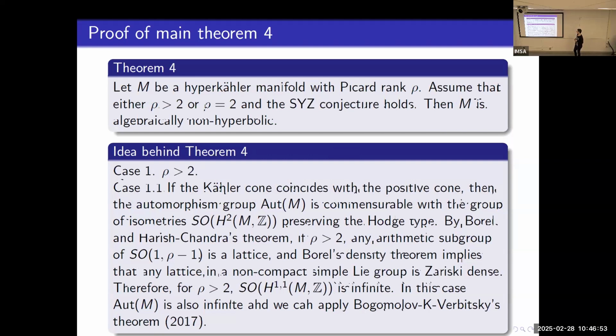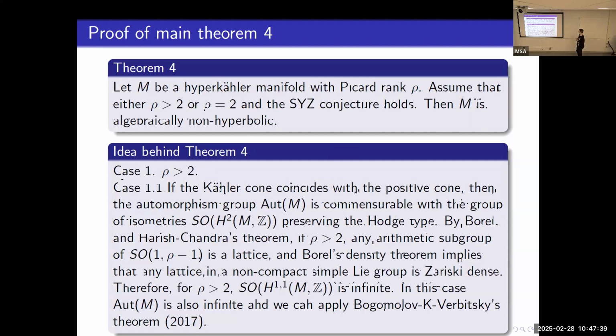If the Kähler cone coincides with the positive cone, then one can prove that the automorphism group of the hyperkähler manifold is commensurable with the group of isometries of the integral lattice H^2 with integral coefficients, preserving the Hodge decomposition, so preserving the same Hodge type, which, because H^{2,0} is one-dimensional and H^{0,2} is its conjugate, is type (1, b_2 minus 2, 1).